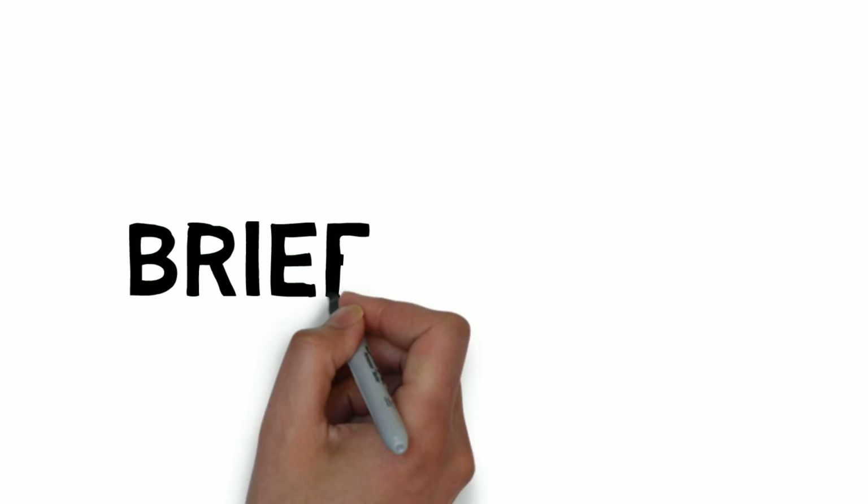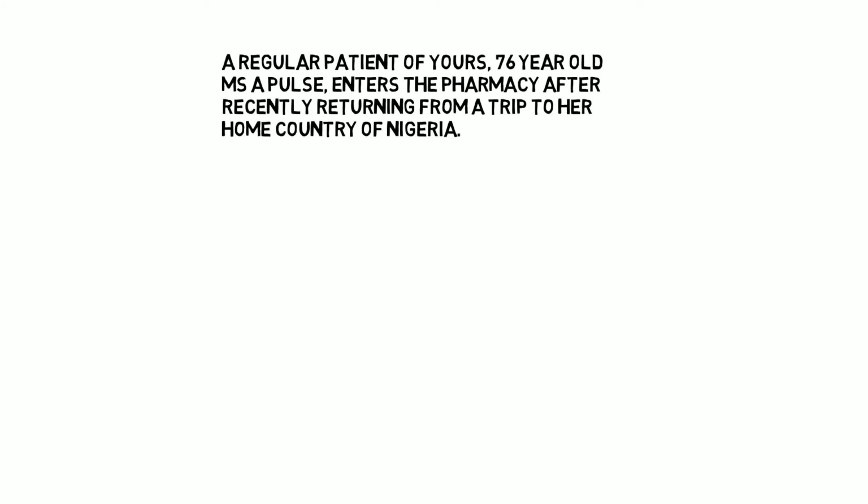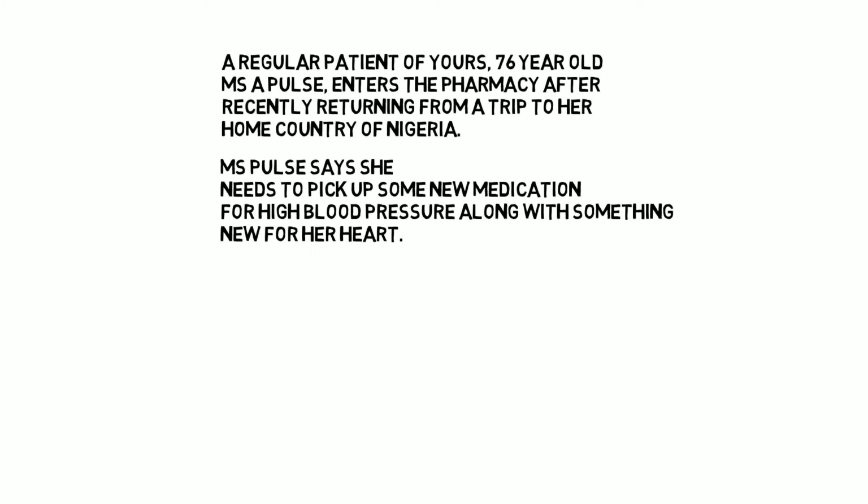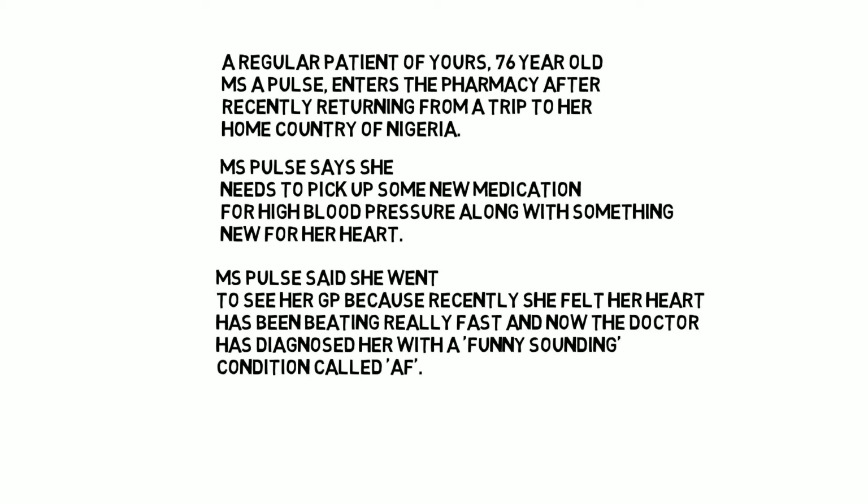Now, first of all, I'm going to do a very brief recap of what occurred during part 1 of our cardiovascular case study, just to get you reacquainted with what happened. So the question I presented in part 1 read as follows. A regular patient of yours, 76-year-old Miss A. Pulse, enters the pharmacy after recently returning from a trip to our home country of Nigeria. Miss Pulse says she needs to pick up some new medication for high blood pressure along with something new for her heart. Miss Pulse said she went to see her GP because recently she felt her heart has been beating really fast and that the doctor has diagnosed her with a funny sounding condition called AF. She presents you with the following prescription.